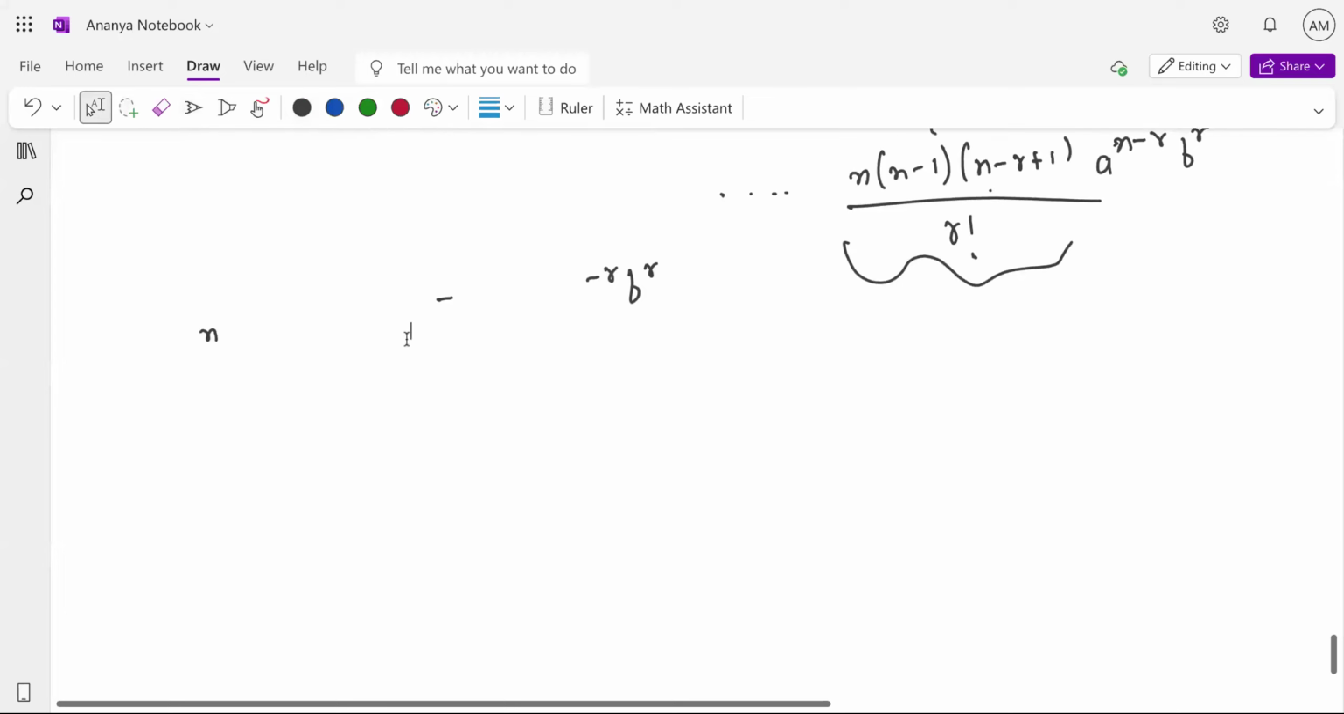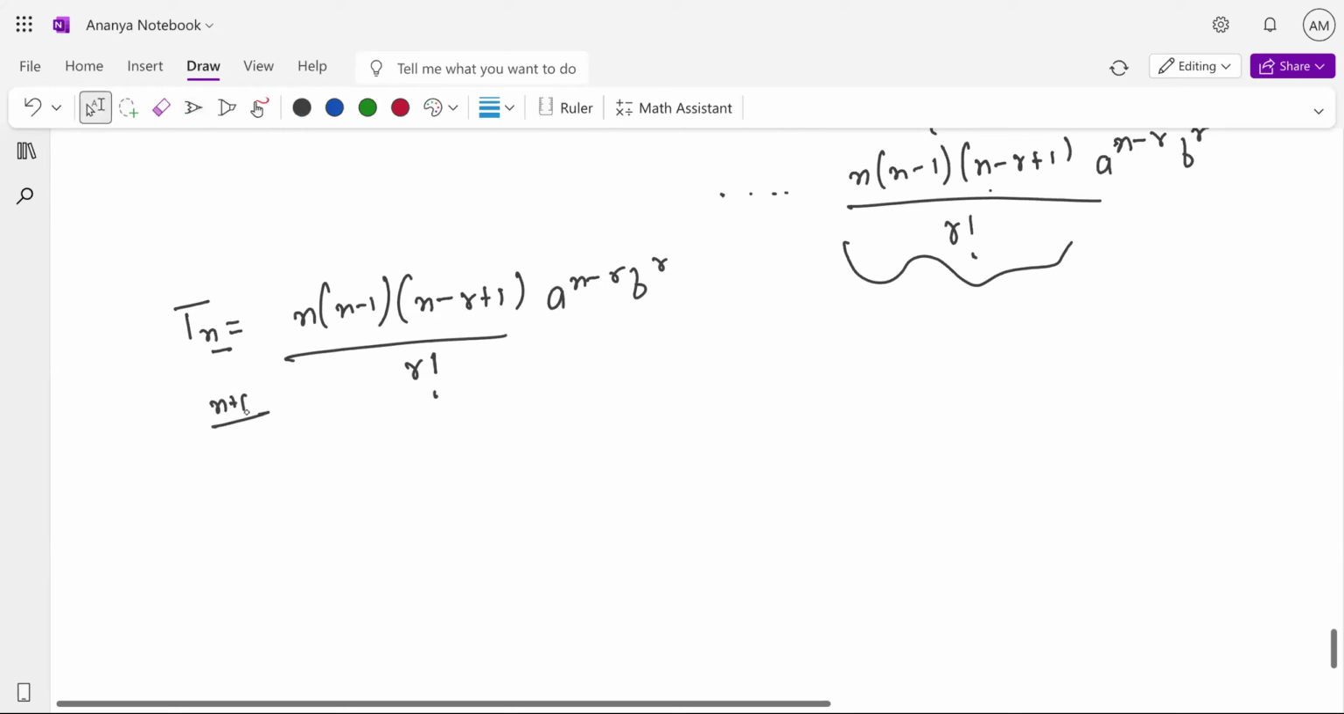I think it is correct. Actually, that was correct. We don't have to remove this. So it is n minus r and b to the power r. What do you think? Should I write it as n or n plus 1? Not n plus 1 actually. It should be r or r plus 1.